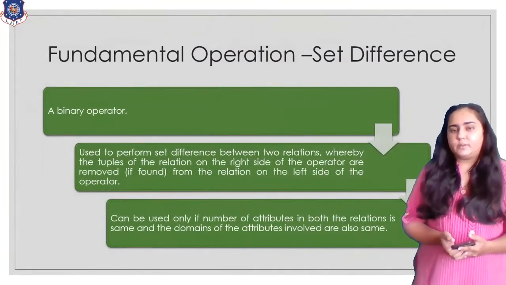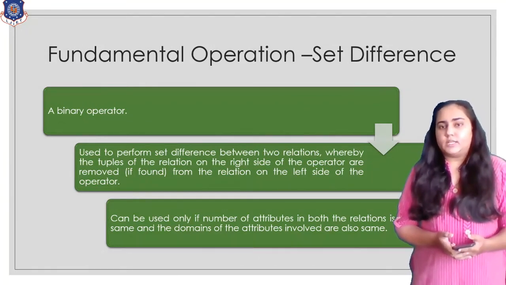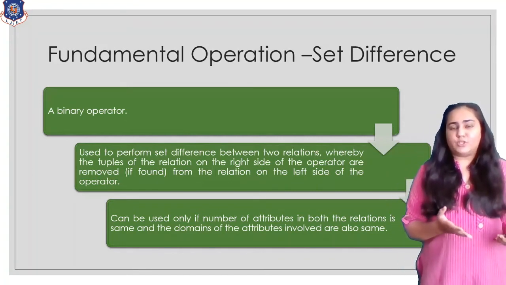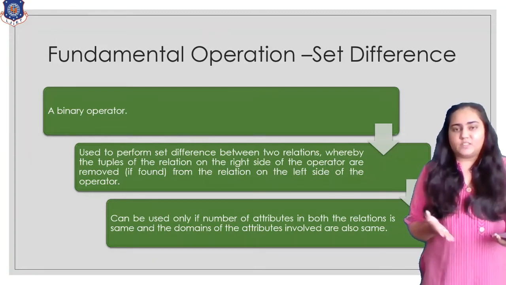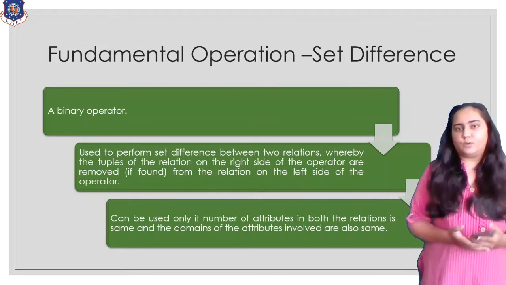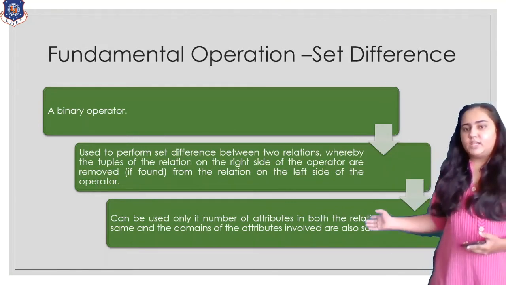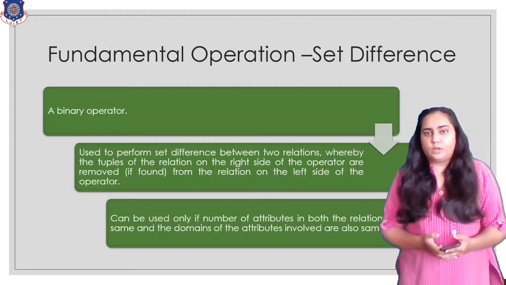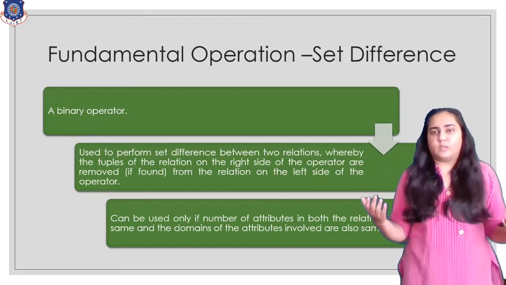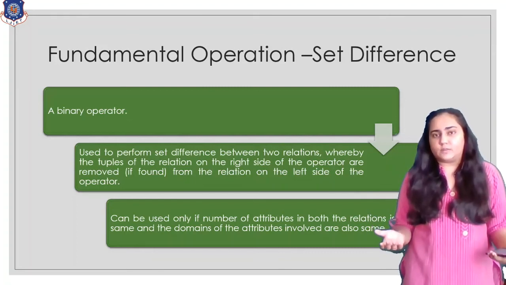Now let's see the next fundamental operation. It is set difference, which is once again binary, and it allows you to eliminate certain values from one table by checking another table. So if there's a value that's available in another table, it will be removed from the current table. That is what you want. Then this is the operation that you will use. And this third condition is the same as the condition for union, that you can only perform set difference if you have two tables with the same number of columns, and those columns should have the same domains.